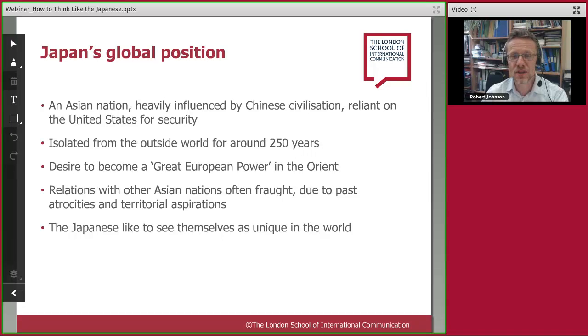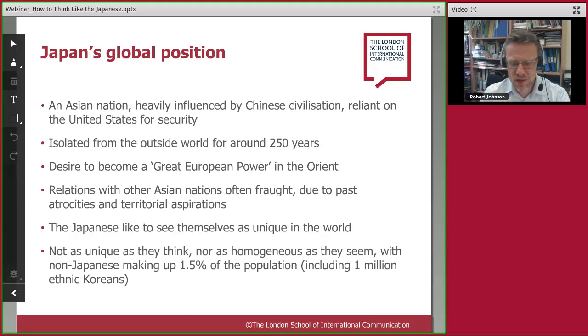It's really important to stress that the Japanese see themselves as unique in the world. If you go to Japan and you speak Japanese, they are always amazed. Even if you're speaking very simple Japanese, they will be absolutely astounded that you can say konnichiwa. They will be absolutely amazed. So I think it's interesting, but I just wanted to make the point to begin with that the Japanese are not as unique as they think.